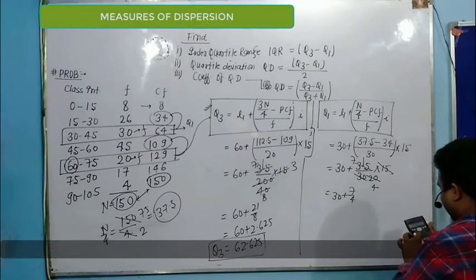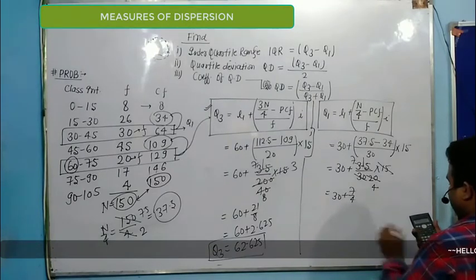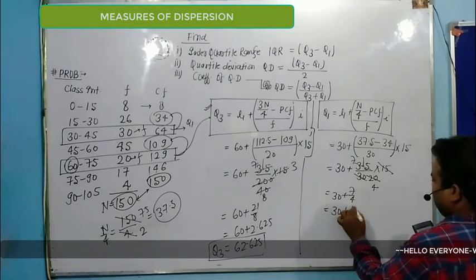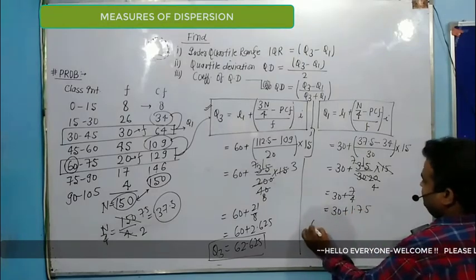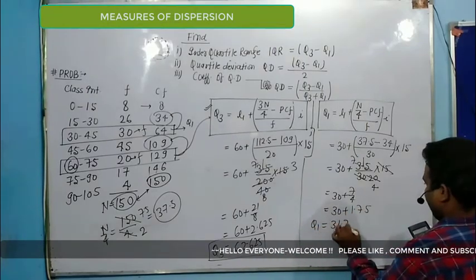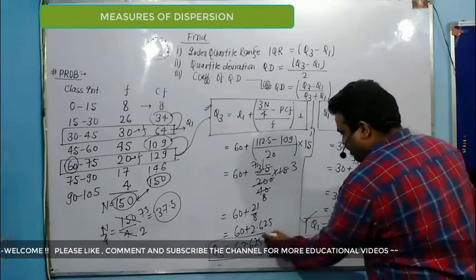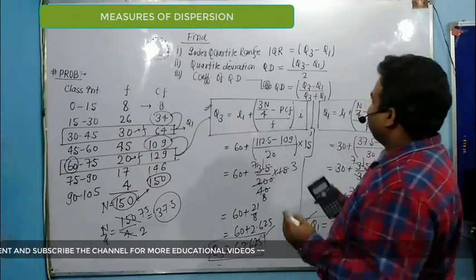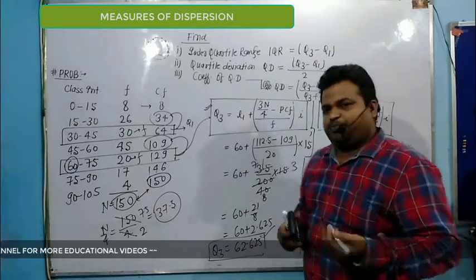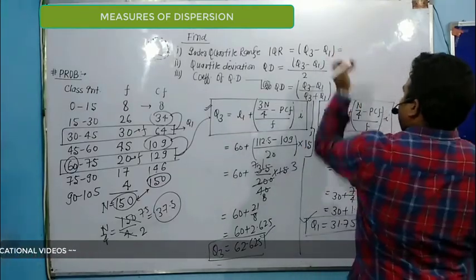So what is 7 by 4? My 7 by 4 value is 1.75. So 30 plus 1.75. So this Q1 is nothing but 31.75. So now you know the value of Q1 and now you know the value of Q3. The rest of the thing remains the same. Now you put the value and find out each numerical value.